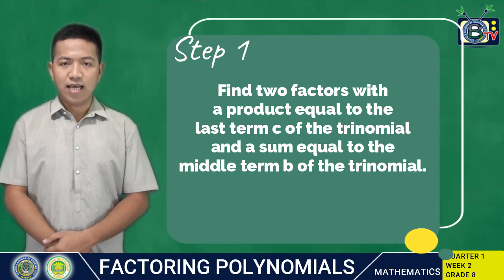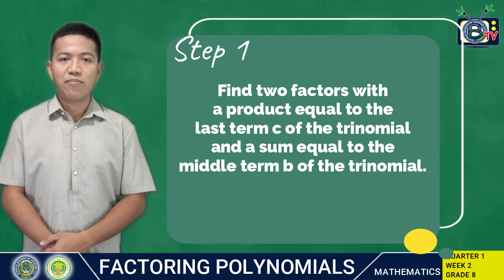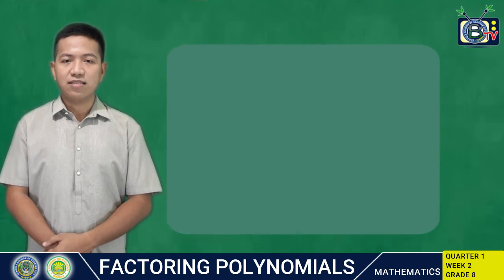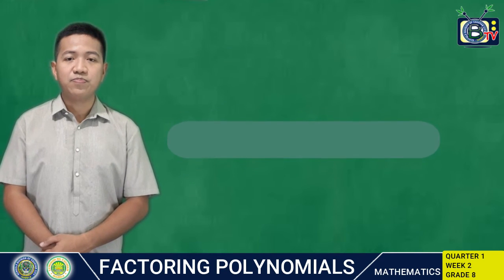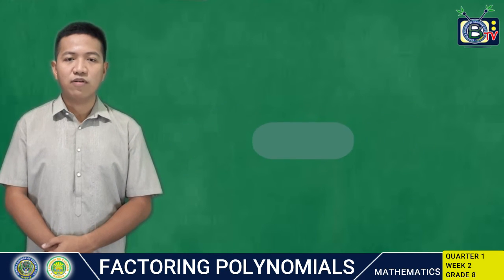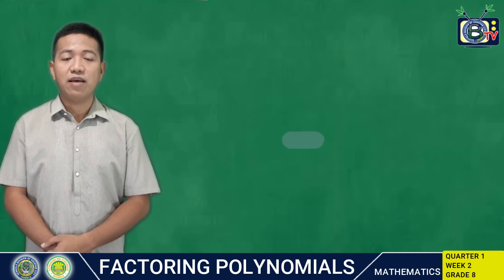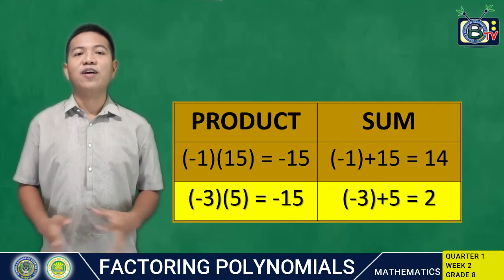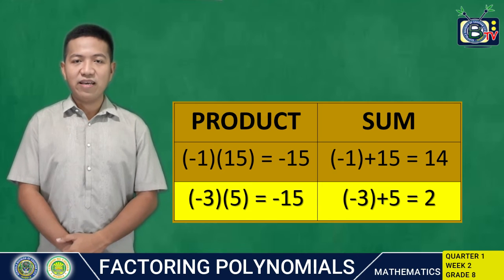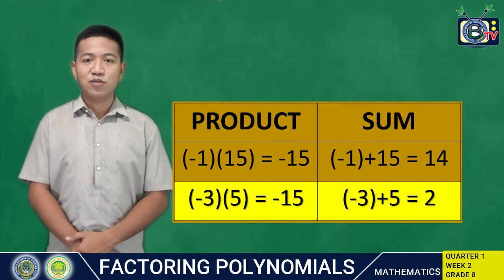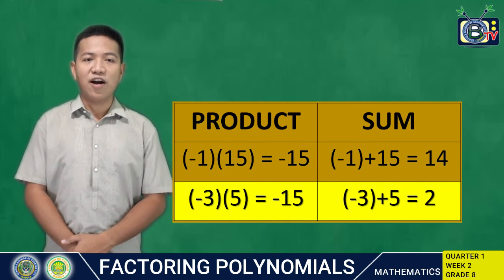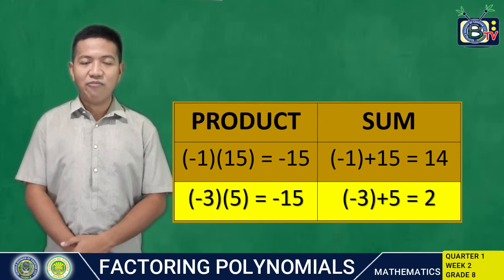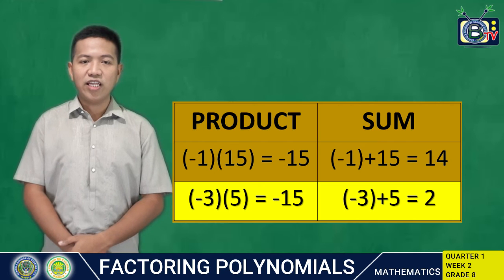Since the product is negative, the two numbers must have different signs. And since the sum is positive, the bigger number, the number with a greater absolute value, must be positive. Refer to the table. Since the middle term b is 2, the correct numbers to be used are negative 3 and 5, because negative 3 and 5 will give us a product of negative 15 and a sum of 2.